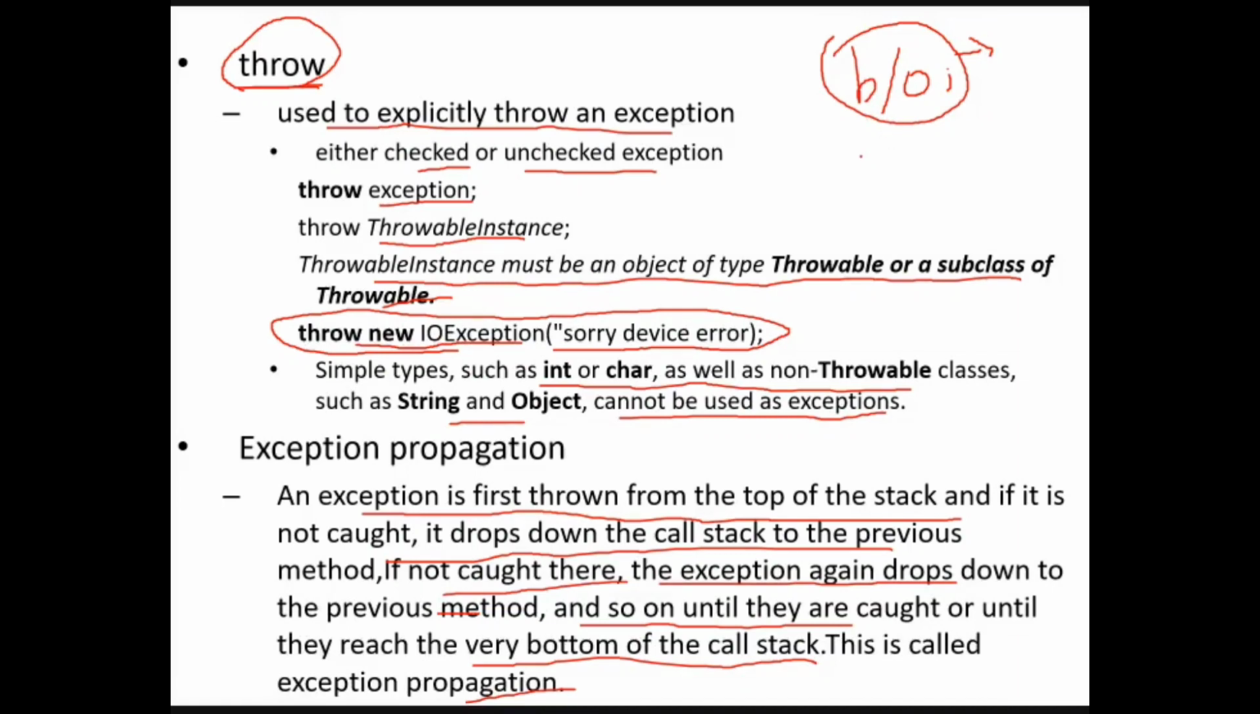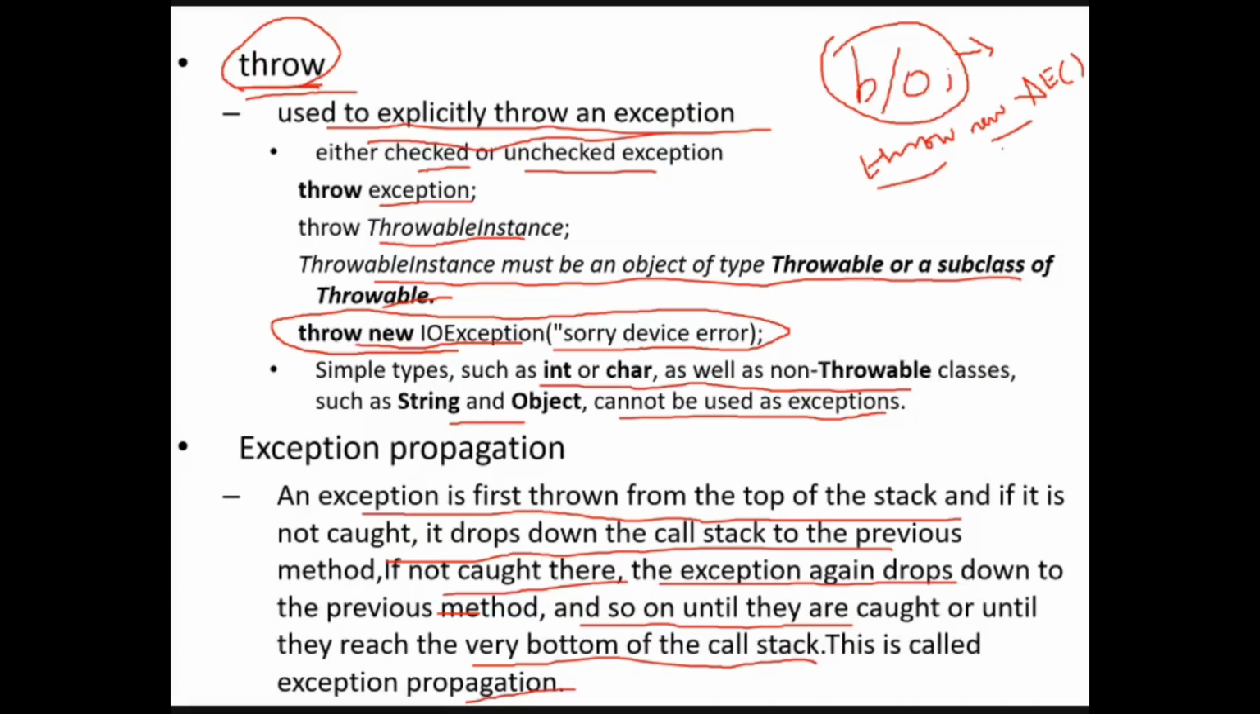But if I am writing throw new ArithmeticException, I cannot write the full name, but this is ArithmeticException. Here I have created this exception and then I am throwing it explicitly. So if you want to throw any exception explicitly, you can use this keyword throw. It is used to explicitly throw an exception.